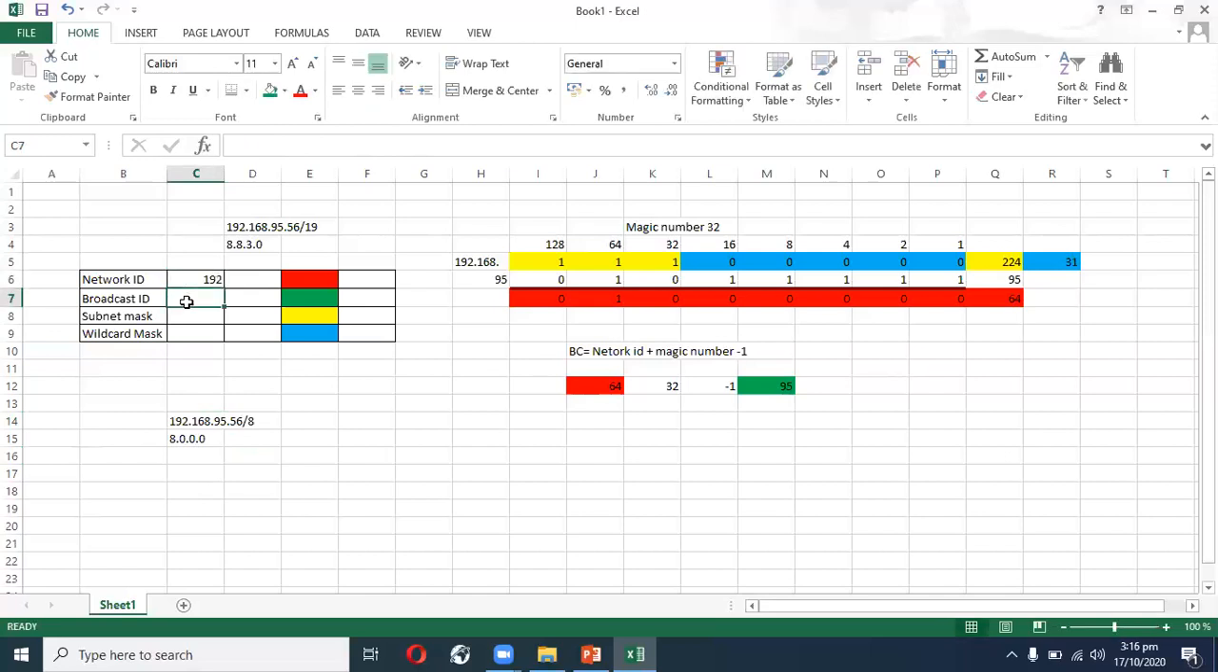Broadcast ID, it will be the same 192. We know that subnet mask, because it's 8, so it will be 255. And the wildcard mask will be 0. Because it's 255, the wildcard mask will be 0. Now in class A, it's very easy because the rest are all zeros. Because here is 0, 0, 0, so we will just write it 0. There's no need to calculate. And broadcast ID will be the same.